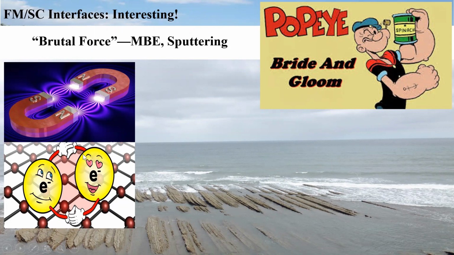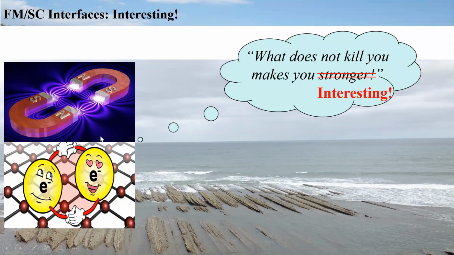However, there are always some exceptions. If the ferromagnetic material does not completely suppress the superconducting gap at the interface, which means the superconductivity at the surface exists, then the superconducting surface will be very, very interesting. In other words, if the ferromagnetic material does not kill the superconducting interface, it simply makes it interesting. So it does not kill you, it makes you interesting.